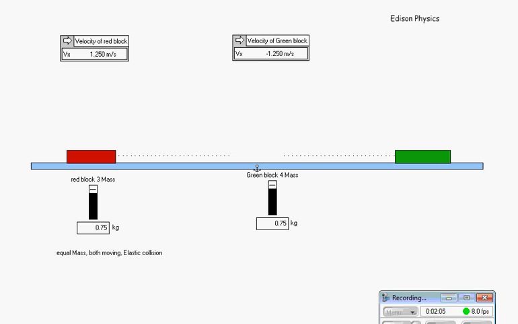This time we have a collision between two moving blocks, both with equal mass and equal velocities, but in opposite directions. What do you think will happen when the two blocks collide?